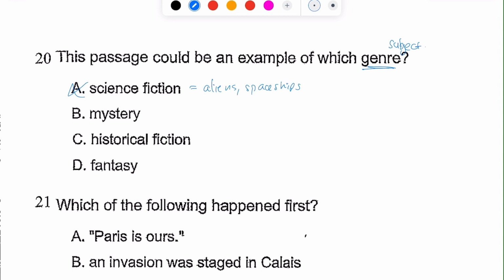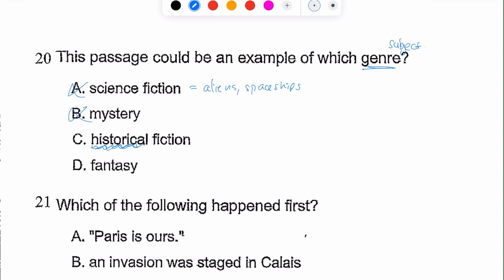B says it's a mystery, and it's not a mystery novel. There's no, like, murder or something you have to solve, who did the murder. Choice C says it's a historical fiction. So we do see history in here, but C has fiction. Now, we don't know if this is fictitious or if this person was actually real, but again, history is a big red flag here. That tells you it's probably the correct answer.